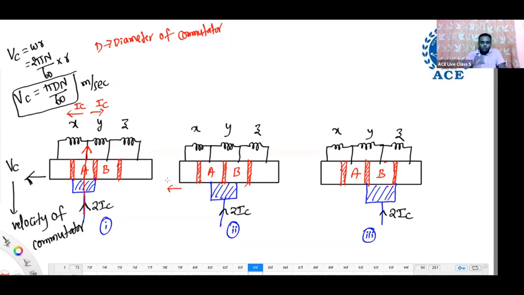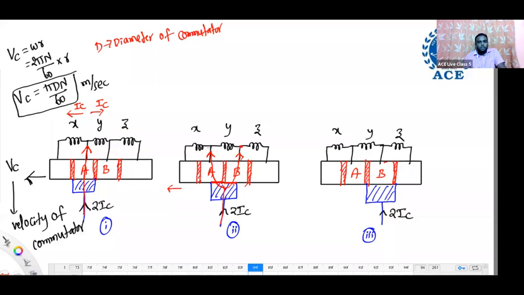It is moving. At one instant, the brush is in equal contact with two segments. Now tell how current will go from the brush here. Current enters here. It is having the same voltage drop, and it is also having the same voltage drop. That's why the current equally divides from here itself. So 2 IC in this direction, IC in this direction.